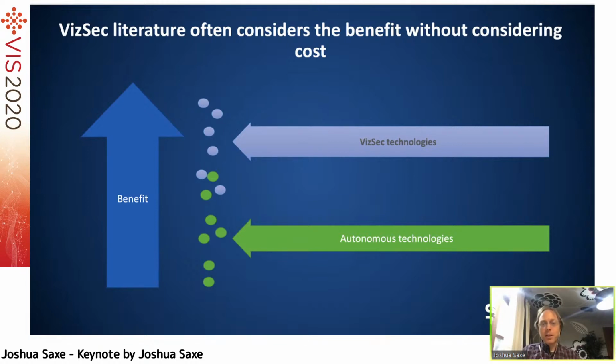So if you were just to look at the benefits of, say, a hybrid AI VizSec malware detector that involved an AI component and a human in the loop, it's likely that you could show that the benefit of including a human in the loop and including your visualization was greater than autonomous malware detectors that didn't involve a human in the loop component. And many of our papers show that. I've published papers that show that without considering costs.